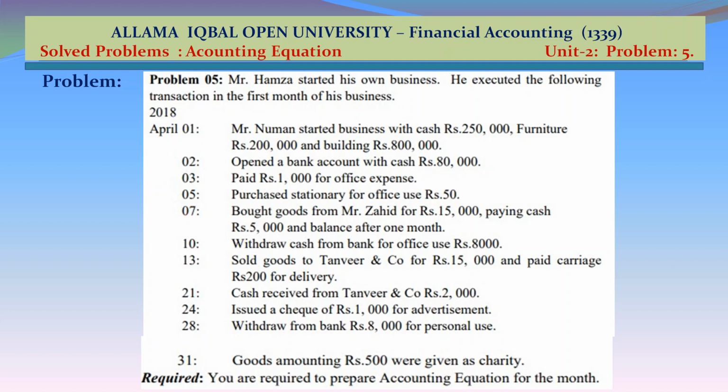April 13. Sold goods to Tanveer and Company for rupees 15,000 and paid carriage rupees 200 for delivery. April 21. Cash received from Tanveer and Company rupees 2,000. April 24. Issued a check of rupees 1,000 for advertisement expenses. April 28. Withdraw from bank rupees 8,000 for personal use. April 30. Goods amounting to 500 rupees were given as charity. Required. You are required to prepare accounting equation for the month.